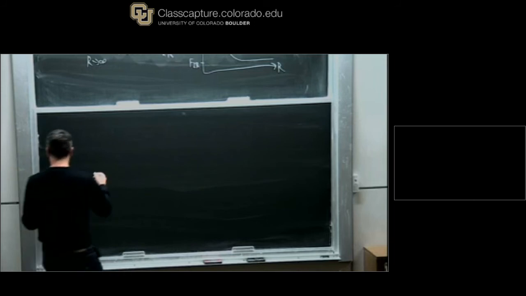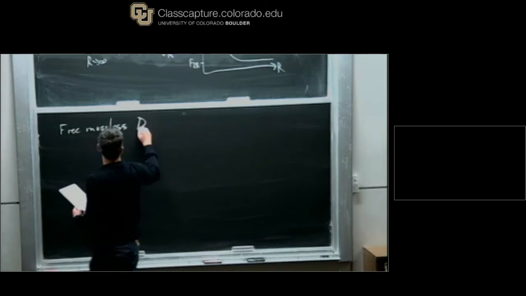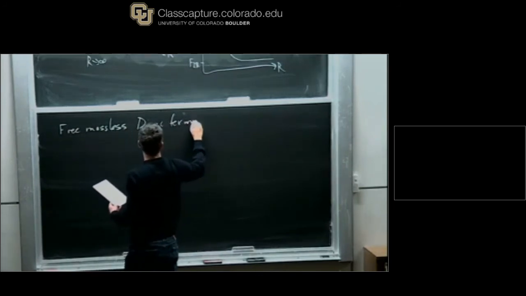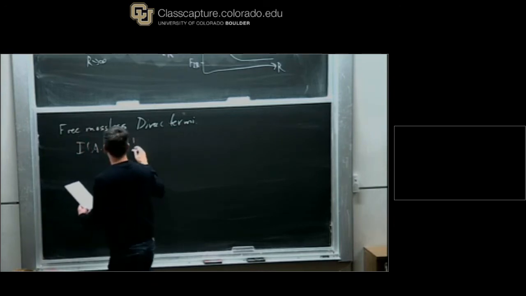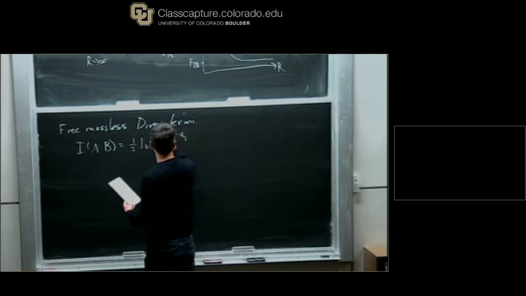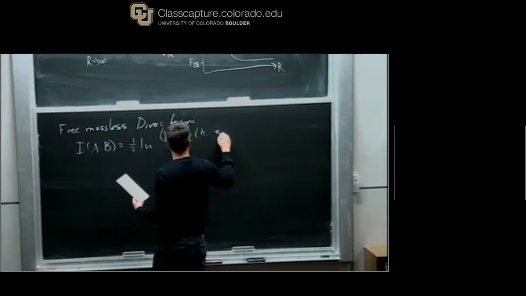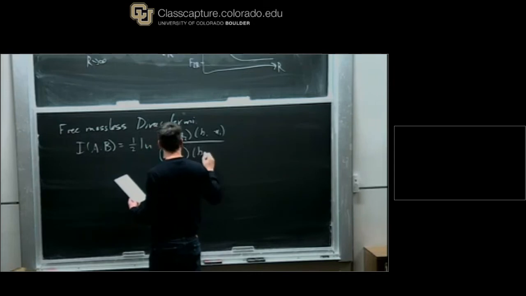So I'll call these endpoints, you probably can't read that, A1, A2, B1, and B2. So this has been computed for a free massless Dirac fermion by Casini, Fosco, and Huerta. And they get something which is a function of the cross ratio. So I want to say a few things.